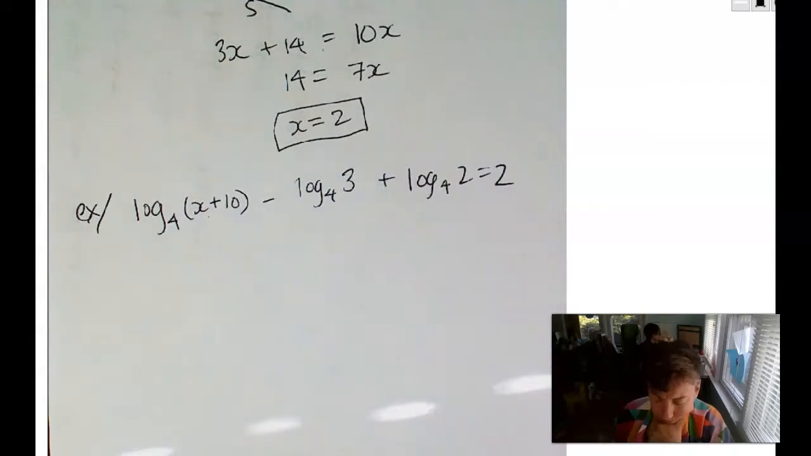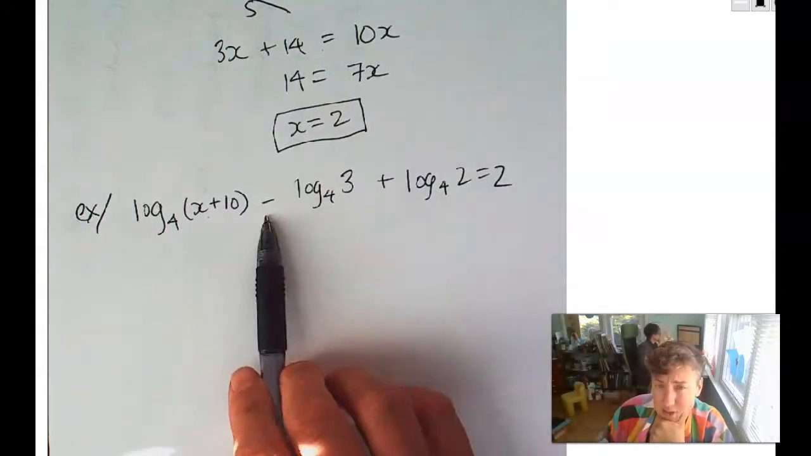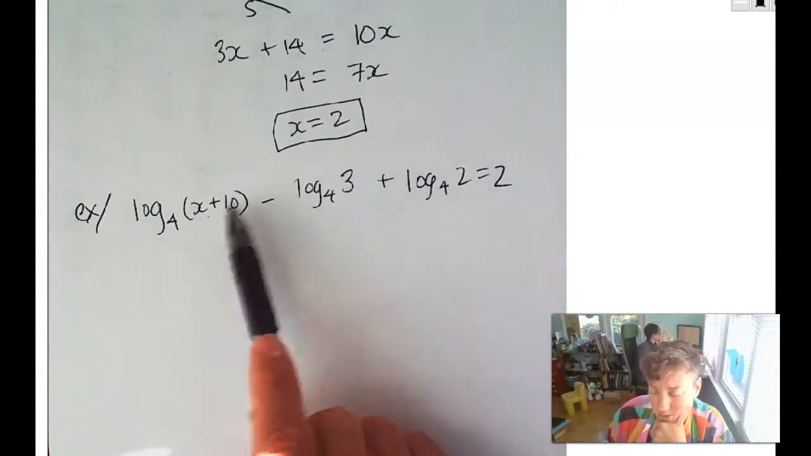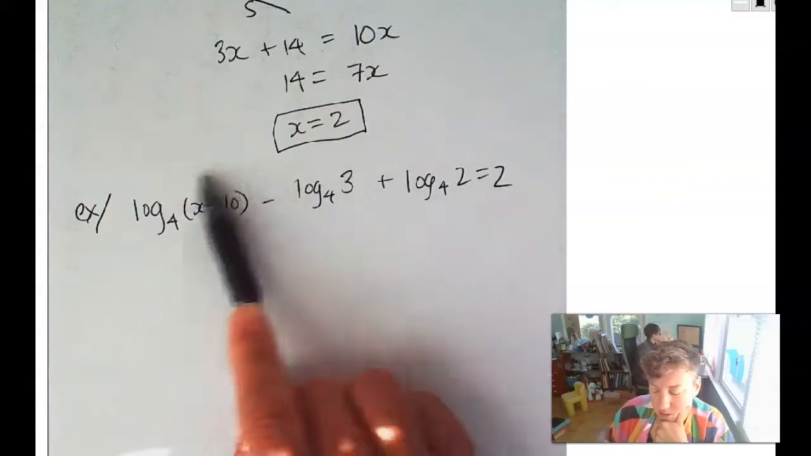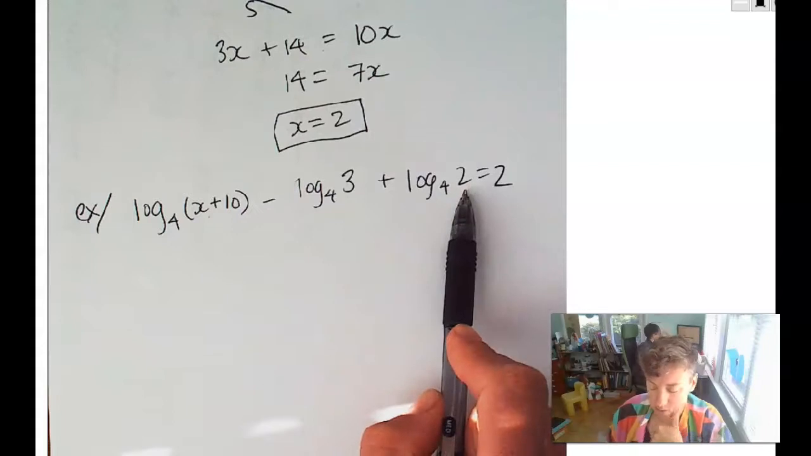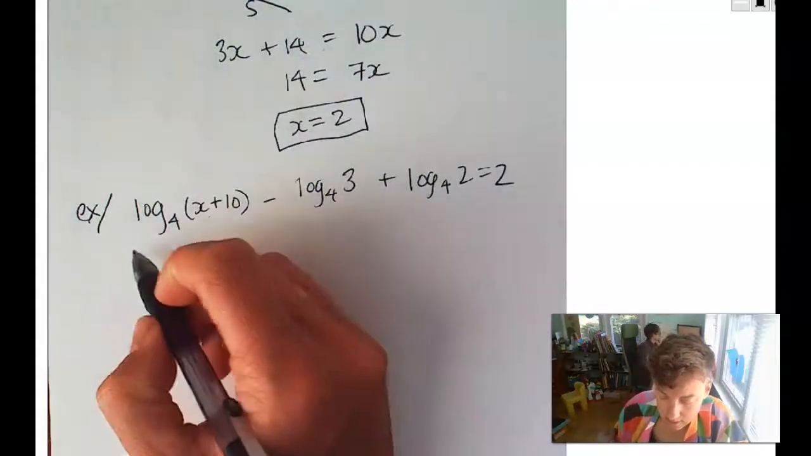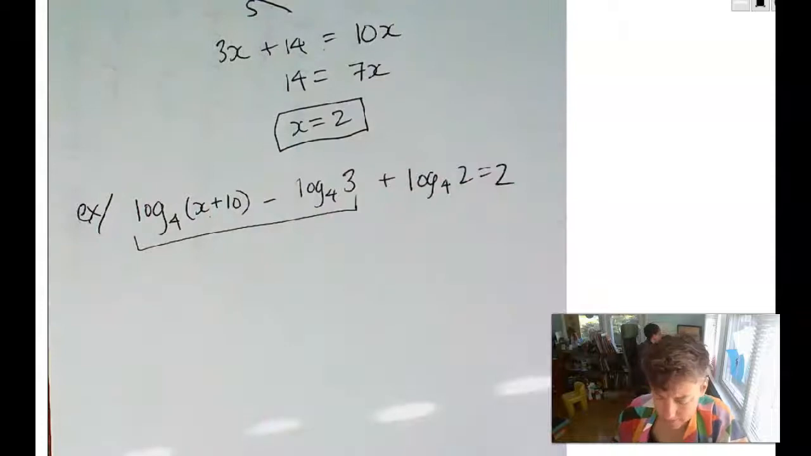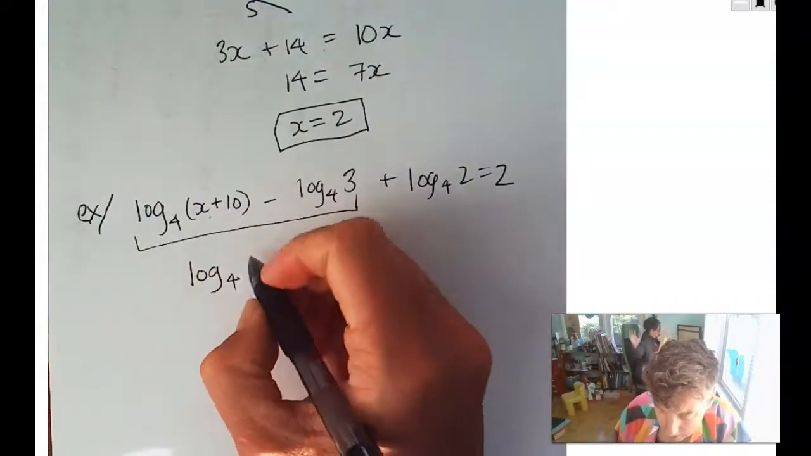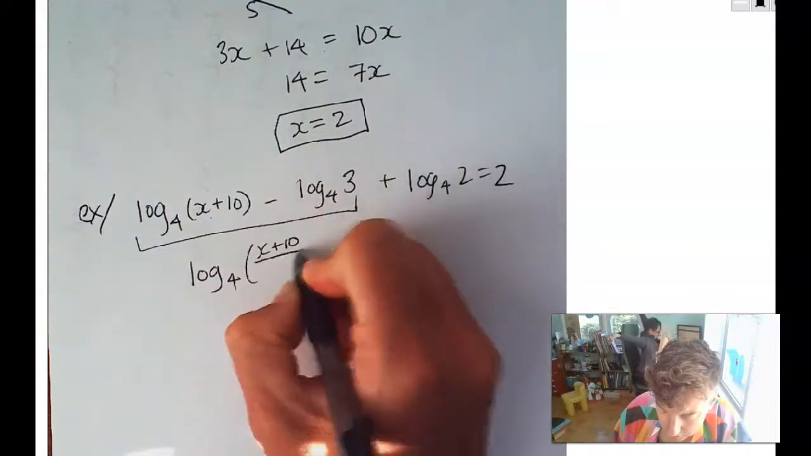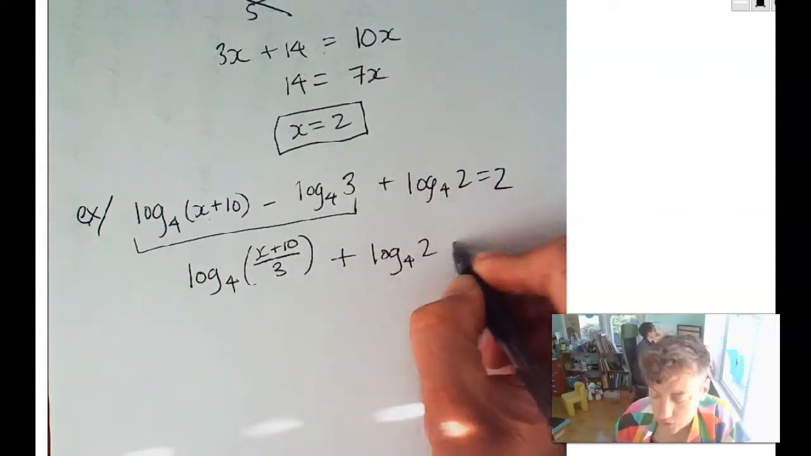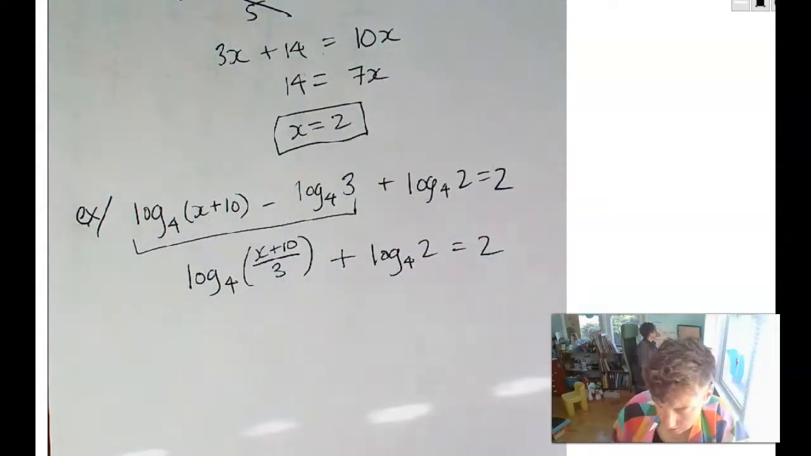So, I see a subtraction sign, which means we need to take these two and divide them. And then we'll take our result here and multiply it, because that's a plus, by 2. Let's condense this chunk here first. That really means log base 4 of x plus 10 divided by 3 plus log base 4 of 2 equals 2. Now we put these two together.